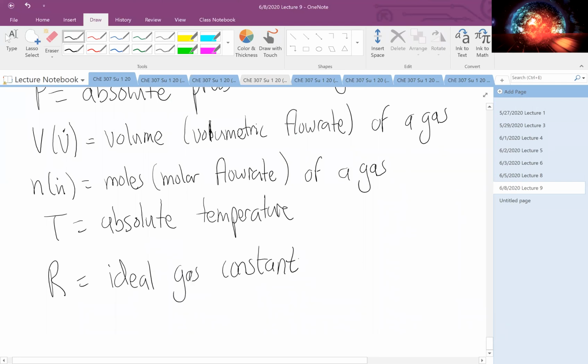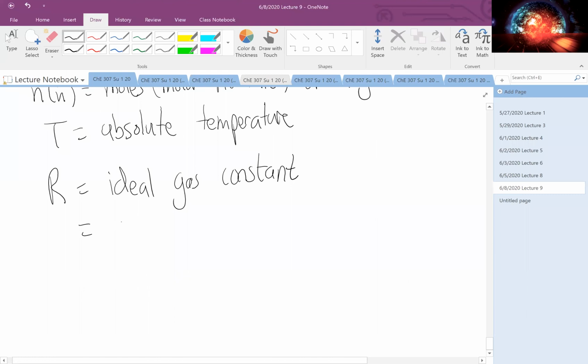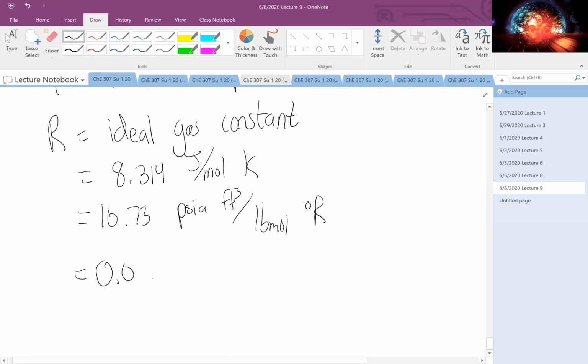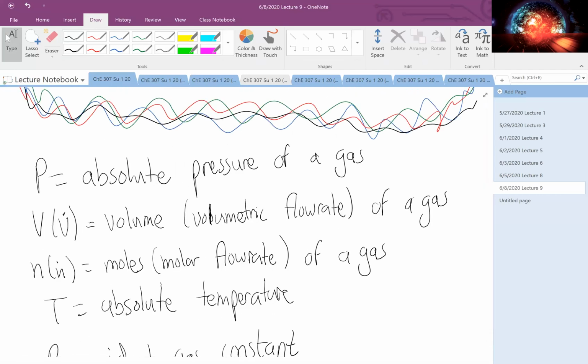where R's value changes depending on the units provided for it. For example, R equals 8.314 joules per mole Kelvin. It also equals 10.73 psia cubic feet per pound mole degree Rankine. And it also equals 0.08205 liter atmosphere per mole Kelvin. So the value of R largely depends on the units that you need. So any questions over the ideal gas equation?